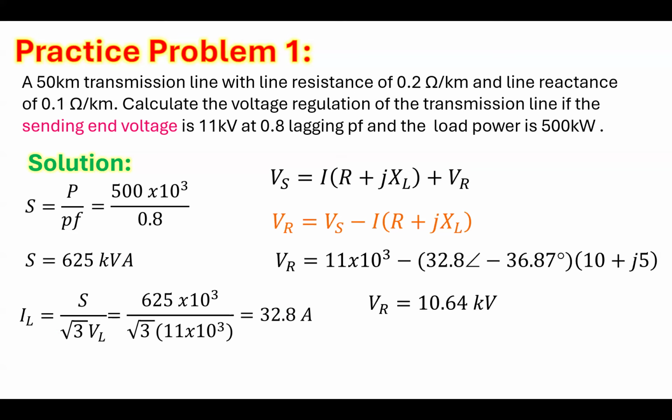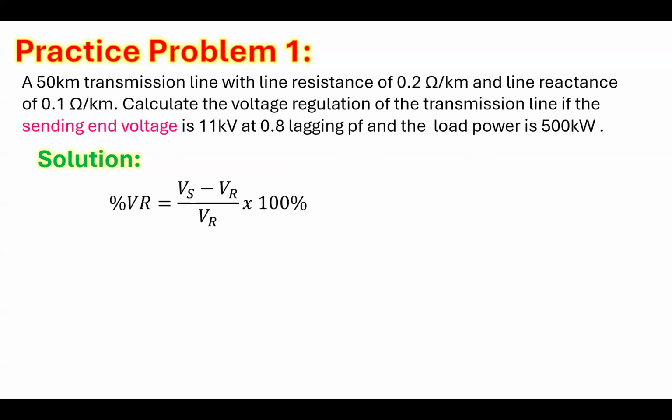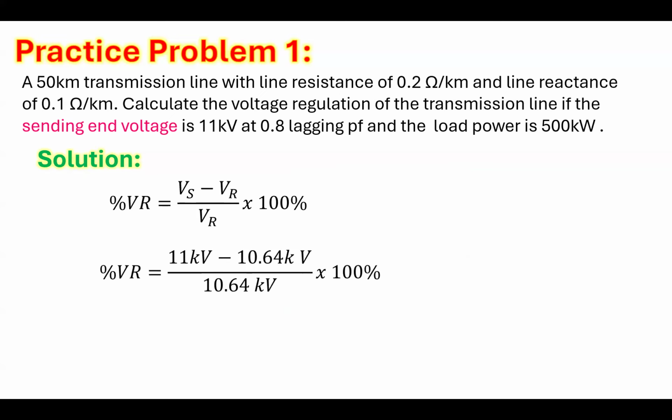Now we have the value of the sending end voltage and the receiving end voltage. Then we can solve our voltage regulation. So 11 kilovolts minus 10.64 kilovolts all over 10.64 kilovolts multiplied by 100%. This will give us a voltage regulation of 3.38%.